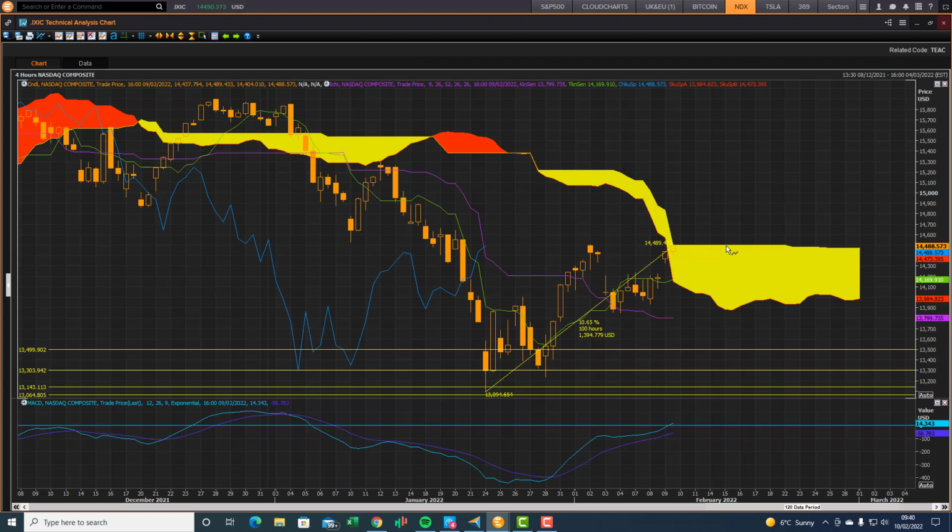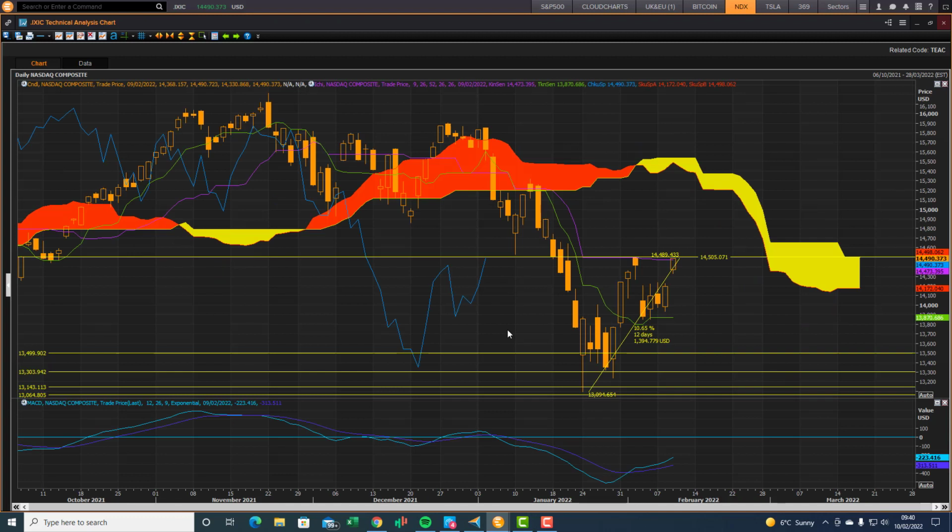So we're looking for a breakout past this resistance zone with significant volume. It will be interesting to see if we're going to get past this zone and stay and close above this 14,505 zone. Now let's go and take a look at the daily just to see where we are at.